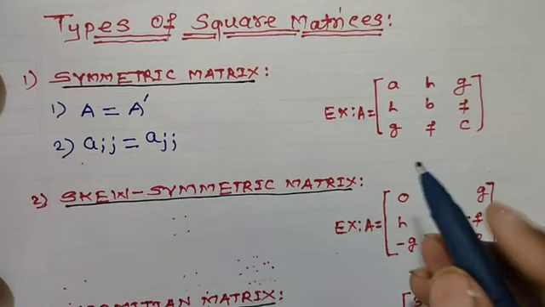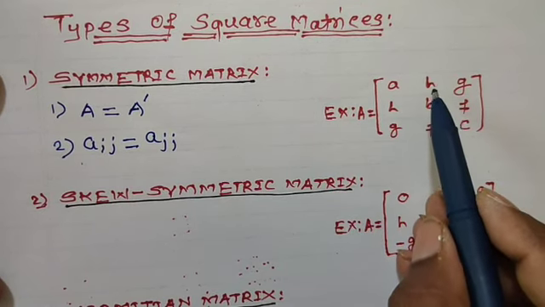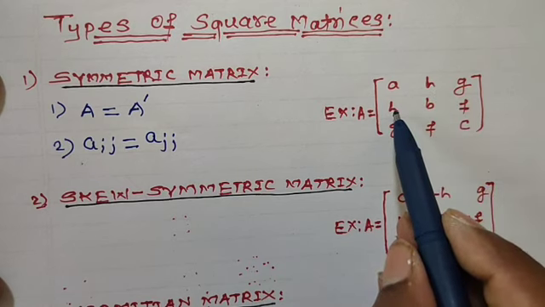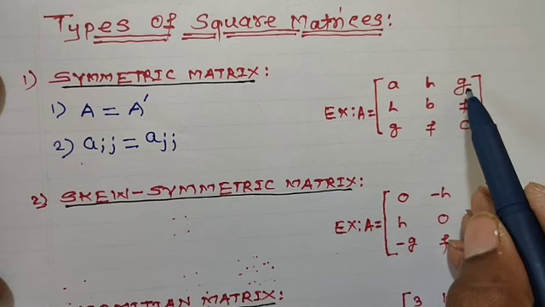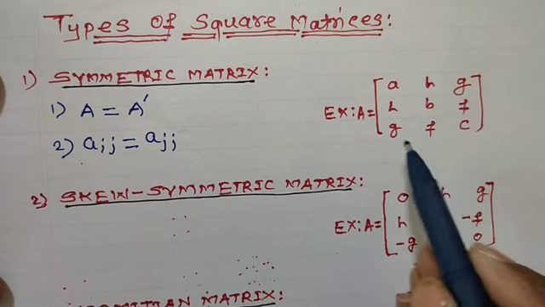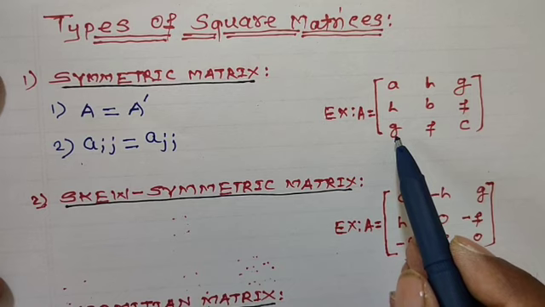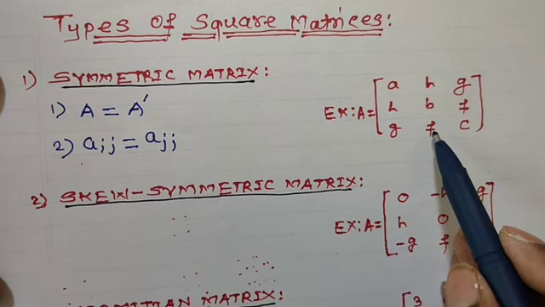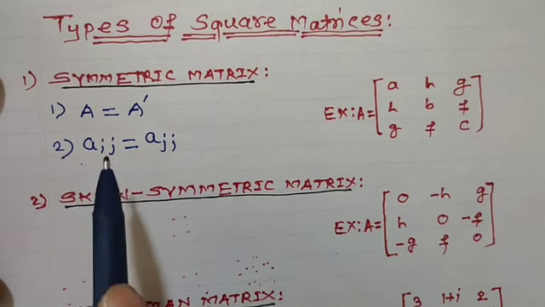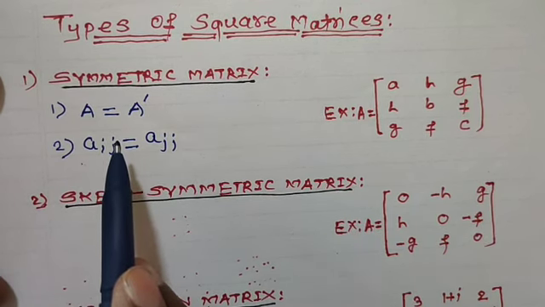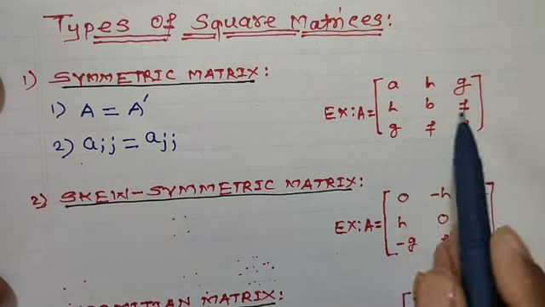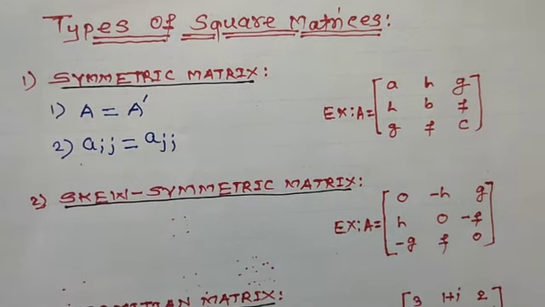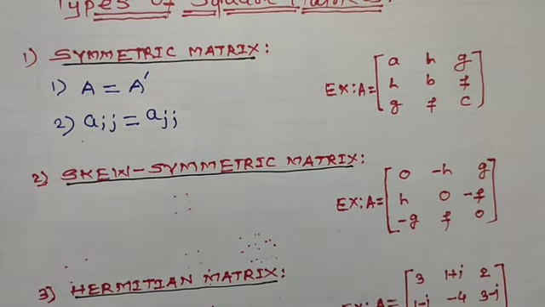From this example, it is clear that this h lies in first row and second column, same element in second row and first column. This g lies in first row, third column, same element in third row, first column. This is second row, second column, and this is second column, second row. So these two are conditions for which a square matrix is said to be a symmetric matrix. Okay, [[a, h, g], [h, b, f], [g, f, c]].